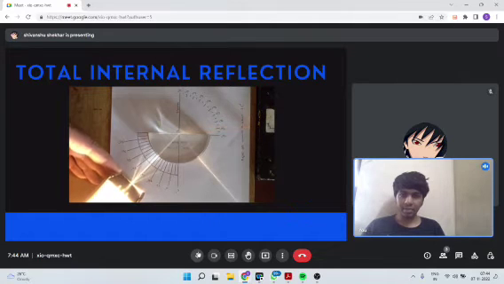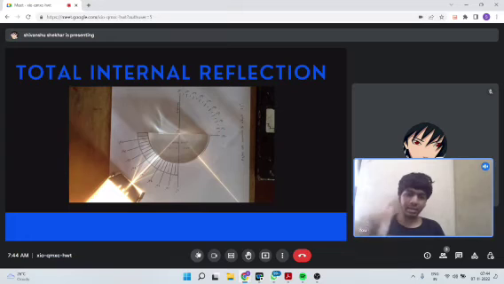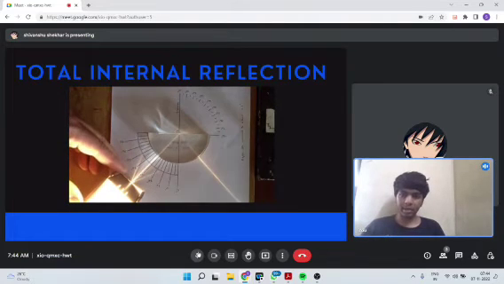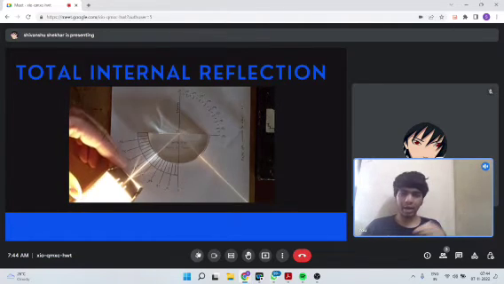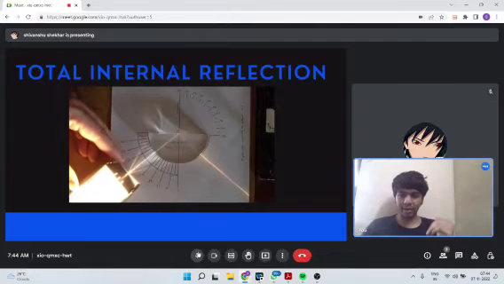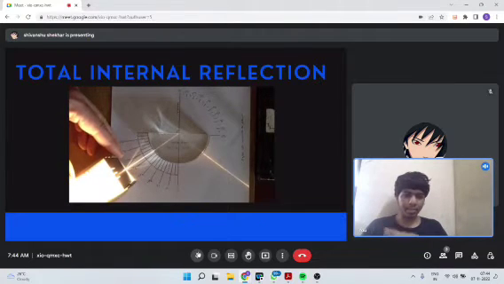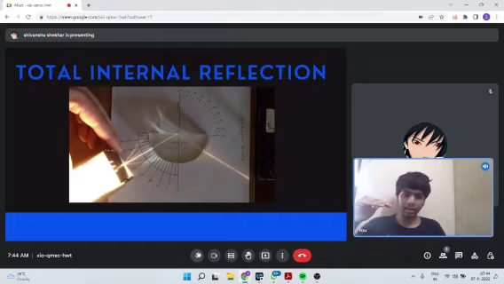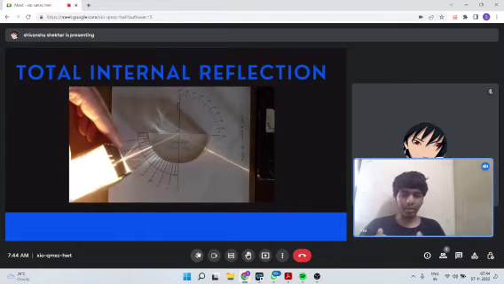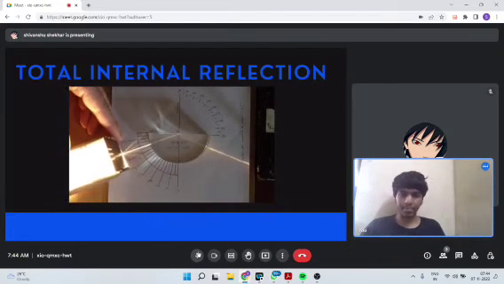The deviation tends to be maximum here, and now as you can see there's a reflection of light. At this point we see that there is no light being refracted out, but it's all being reflected. And as we keep increasing the angle beyond the critical angle, there will be no change, as it will all get reflected back into the same medium.